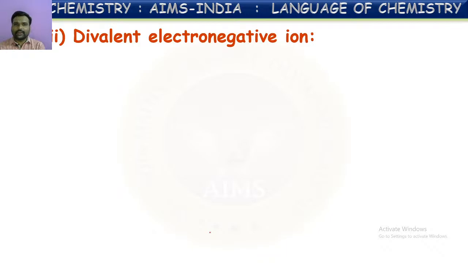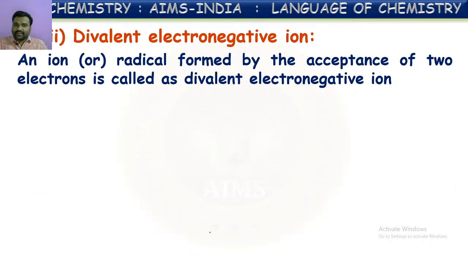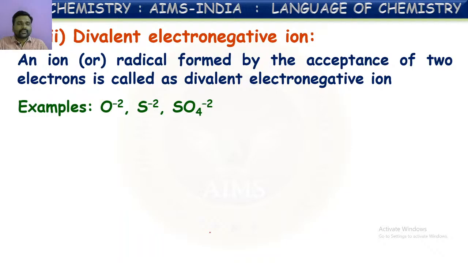Next, divalent electronegative ions. So the ions or radicals which are formed by the acceptance of two electrons are called as divalent electronegative ions. Example, O minus 2, sulfur minus 2 ion, SO4 minus 2 ion, which is called sulfate ion. So oxide ion, sulfide ion, sulfate ion. These all, if you observe, have minus 2 charge. That represents they have attained this negative charge by gaining 2 extra electrons. So they have 2 minus charge. These are called divalent electronegative ions.